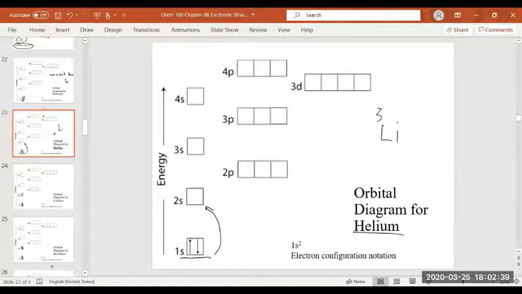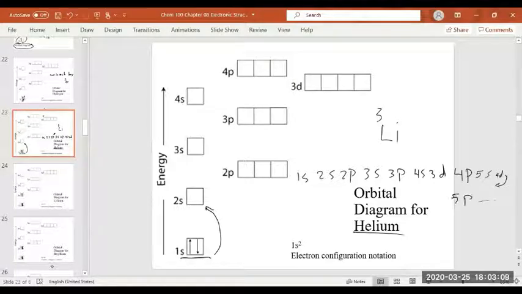Do you remember the order that we drew? As I said, just follow the arrows to get the correct order. We have 1s, 2s, 2p, 3s, then 3p, then 4s, then 3d, then 4p, then 5s, 4d, 5p, and you continue. That's the order. Memorize it, using the diagonal rule that we practiced with the arrows. It's very important to know the correct order.